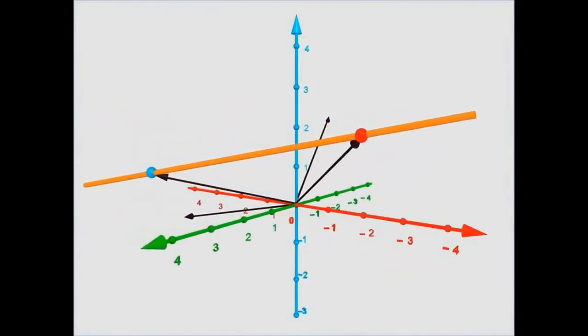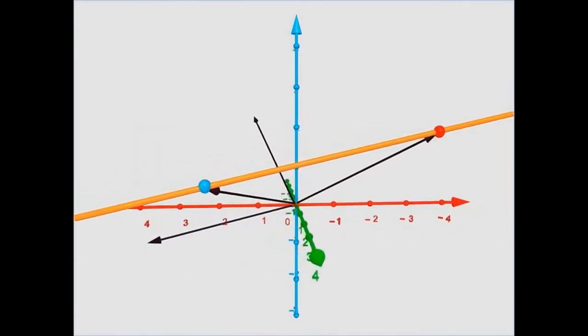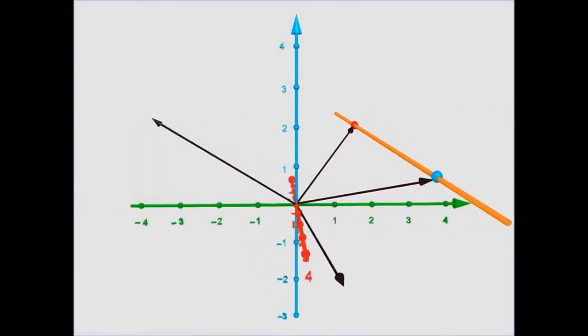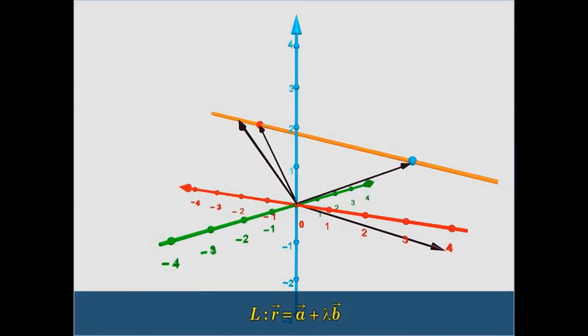Let A be a point in space with position vector A and a vector B is given. The vector equation of a line passing through A and parallel to a given vector B is given by vector R equals vector A plus lambda vector B, where vector R is the position vector of P on line L and lambda is any scalar.